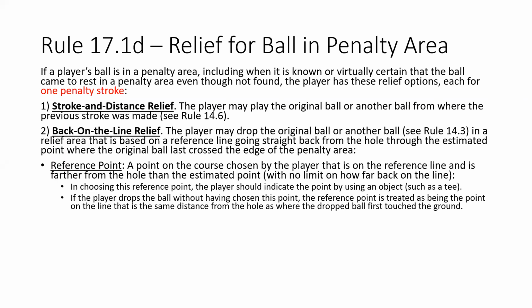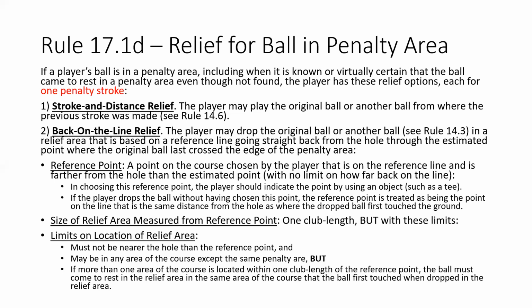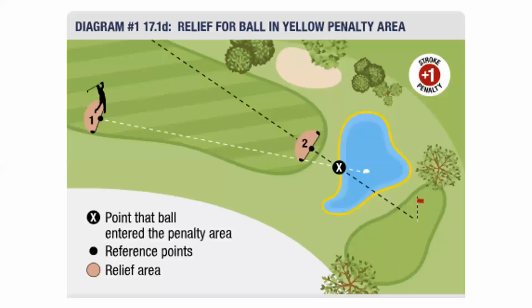All right, let's get to the picture here because it's really the easiest way to explain it. When we're taking relief with yellow, stroke and distance is pretty straightforward. However, stroke and distance has changed a little bit. You can see in this picture that our stroke and distance option is number 1, when we go back where we last played from. If it's not on the green or in the teeing area, we now have the point where we last played from, and one club length in either direction in which to drop. So that's a little bit of a change.